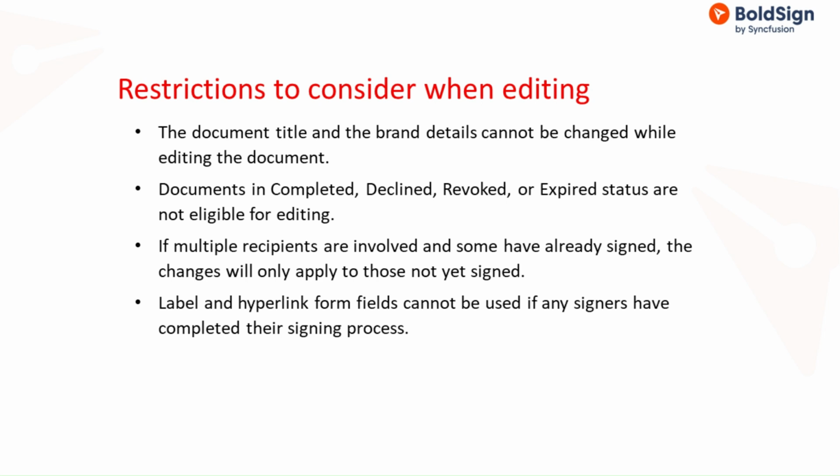There are some common restrictions to keep in mind while editing documents. The document title and the brand details cannot be changed. Documents in completed, declined, revoked, or expired statuses are not eligible for editing. If multiple recipients are involved, and some have already signed, the changes will only apply to those who have not yet signed. Additionally, label and hyperlink form fields cannot be used if any signers have completed their signing process.